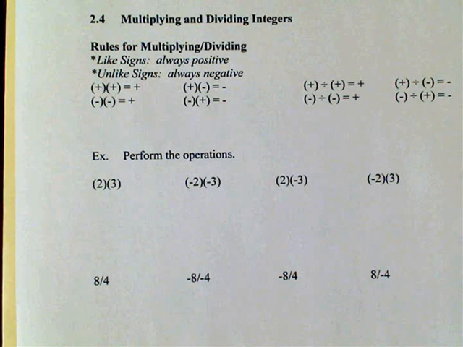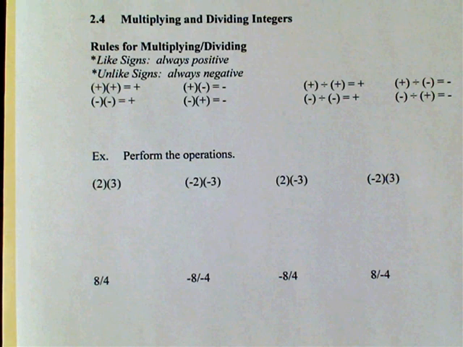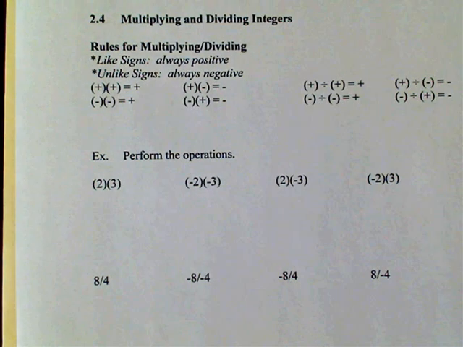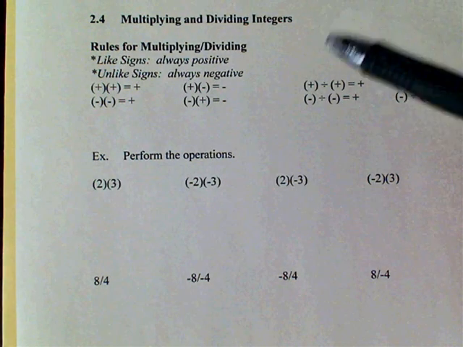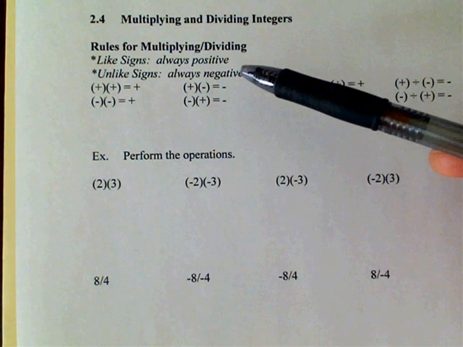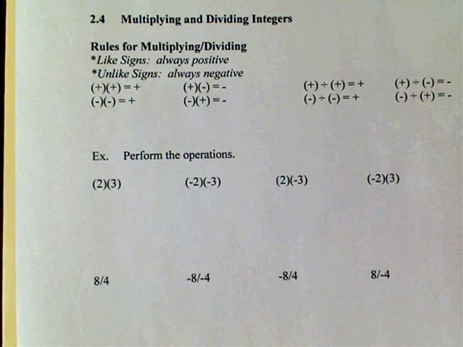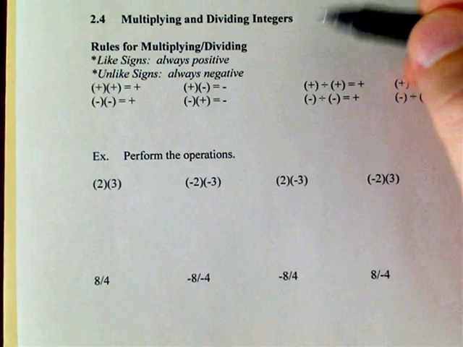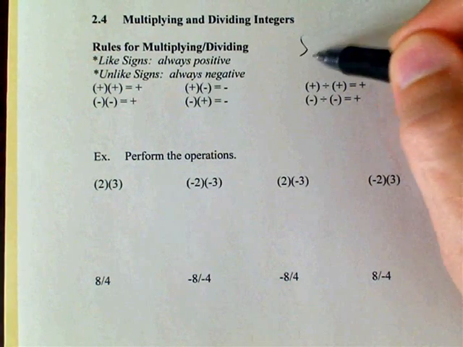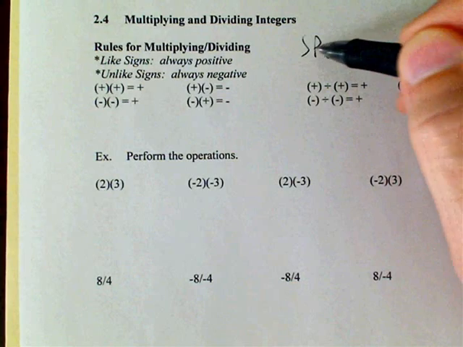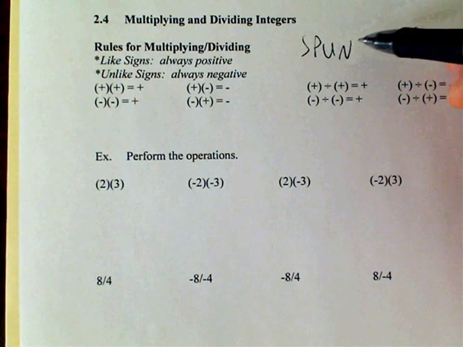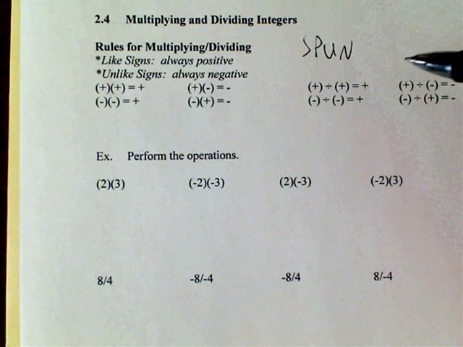Multiplying and dividing integers. What are the rules for the signs? The rules are actually really easy to remember. Like signs are always positive. Unlike signs, always negative. I know acronyms. I made up one. SPUN. Same positive, unlike, negative. So keep that in mind.